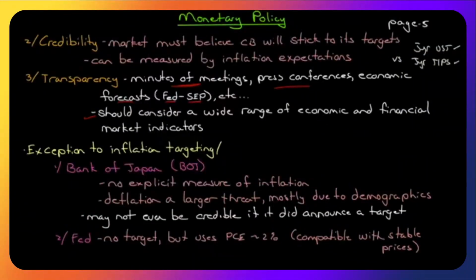Some exceptions to inflation targeting. Bank of Japan. They have no explicit measure of inflation that they target. They're more concerned about deflation, and that's because of their demographics. They are an old population and getting older.